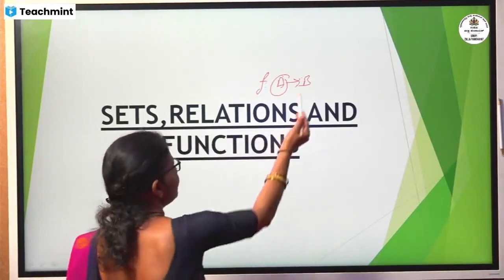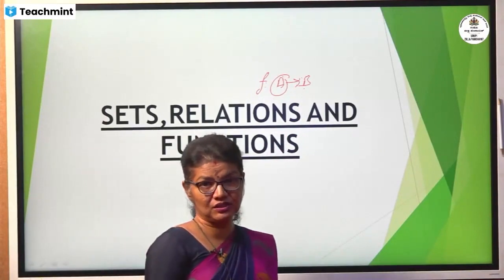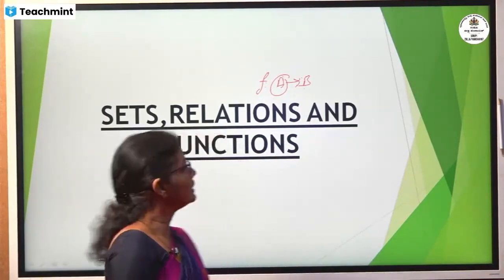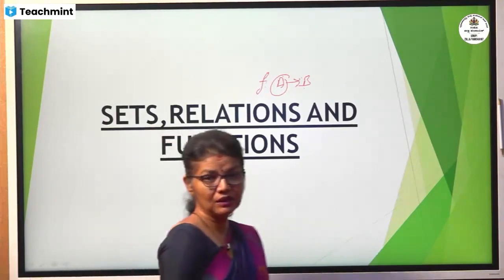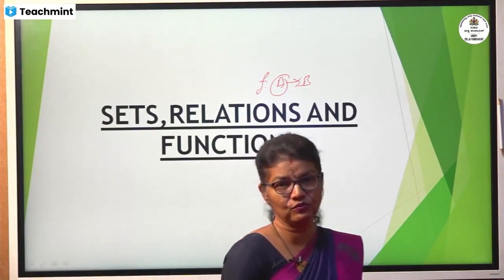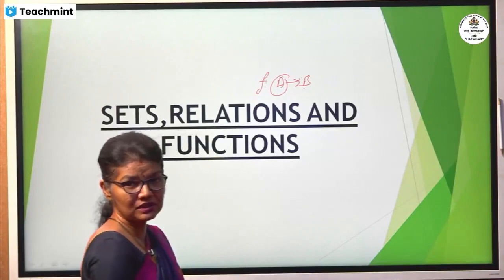Set B is called the codomain, and the elements of B which are associated with the function are considered to be the range. When the range and codomain are equal, we consider that function an onto function. And one more, we have studied about one-one functions also. All those things you have studied already.